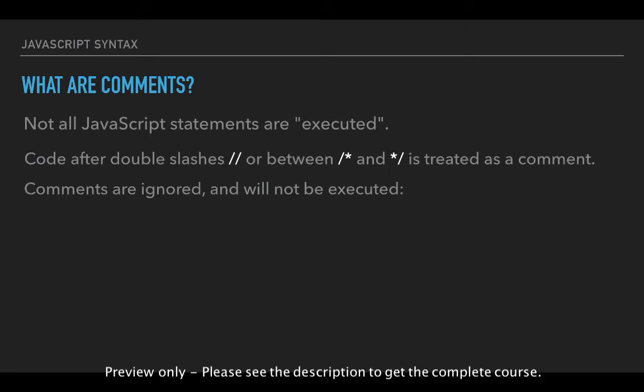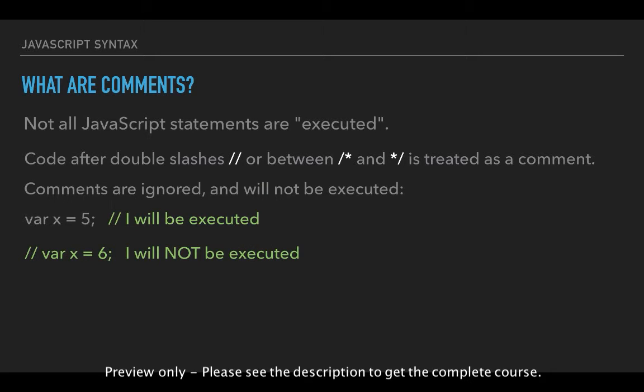So let's take an example. var x = 5 // and whatever comes after that slash will not be executed. But var x = 5 will be assigned a value of 5. Similarly, if I have a line with // var x = 6, after the double slash there will be no variable created and it will not be executed. So the entire line will be considered as a comment.